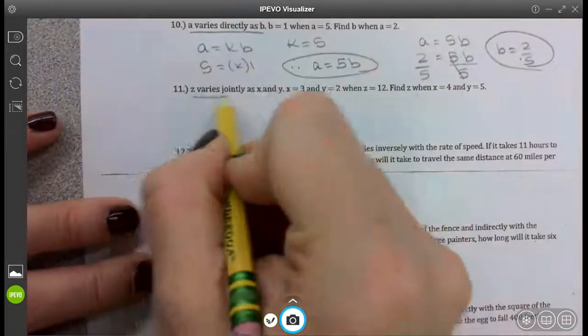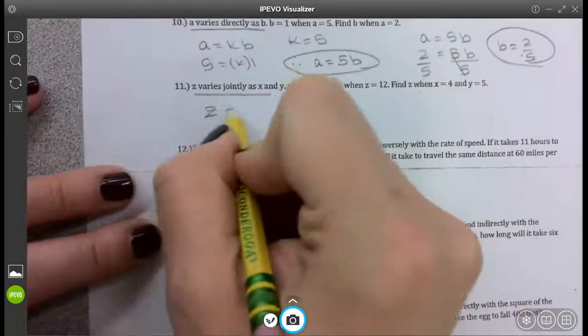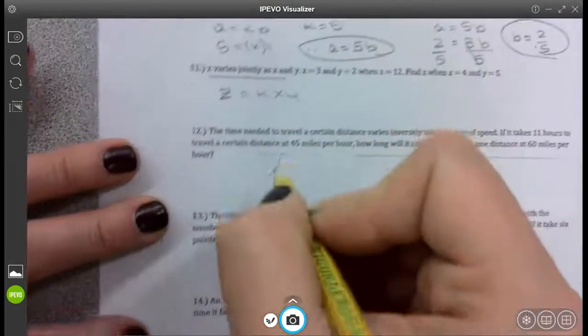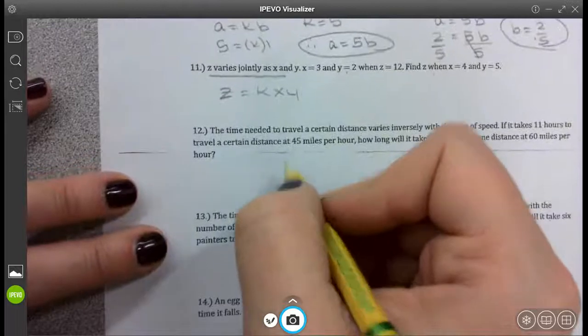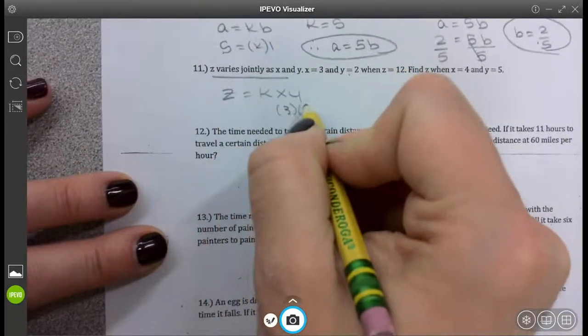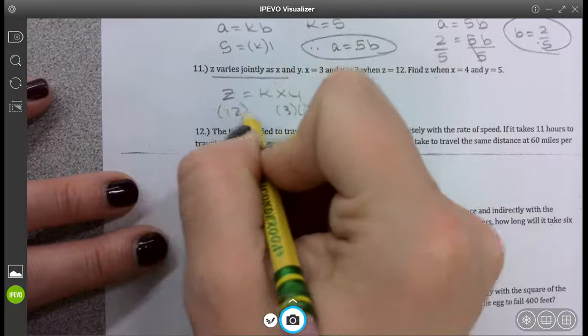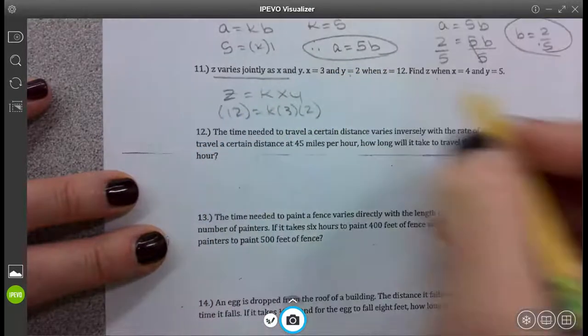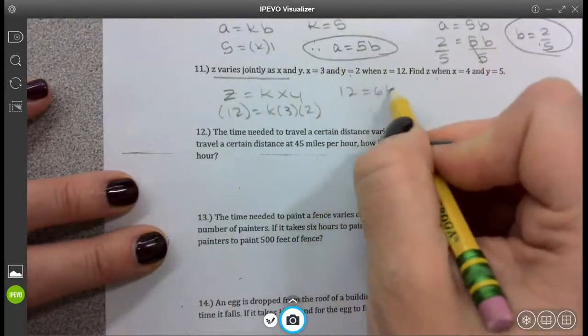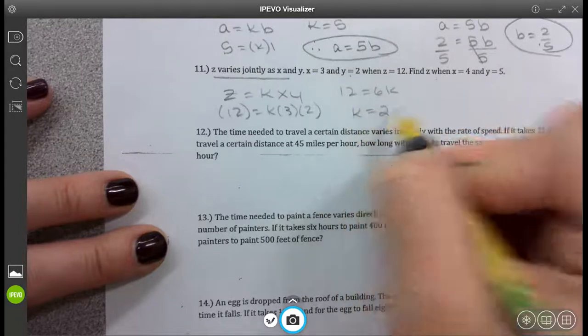This one says Z varies jointly as X and Y. It says X equals 3, Y equals 2, and Z equals 12. So 12 equals 6K, therefore K equals 2.